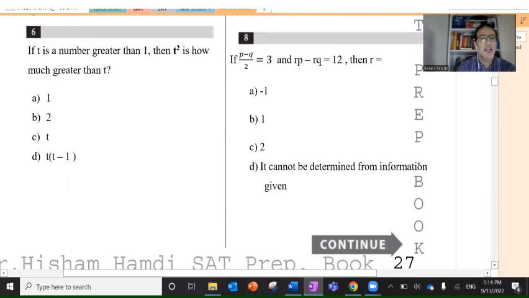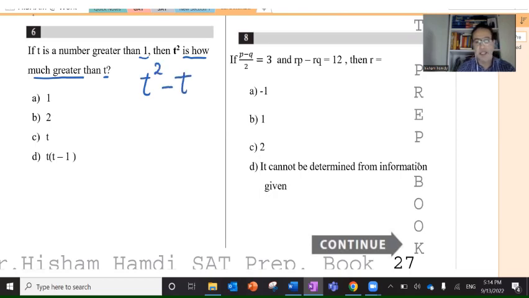Number 6, if t is a number that is greater than 1 positive, then t squared is how much greater than t? So it's t squared minus t. By taking the highest common factor, I have t minus 1. So the right answer is D. So also highest common factor.